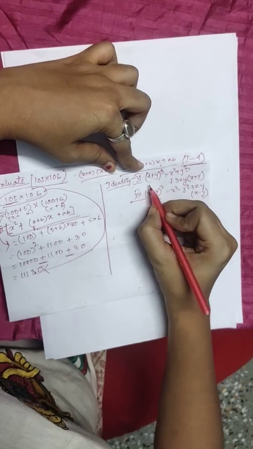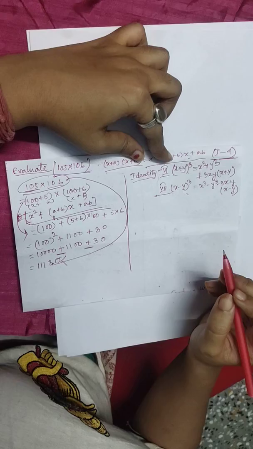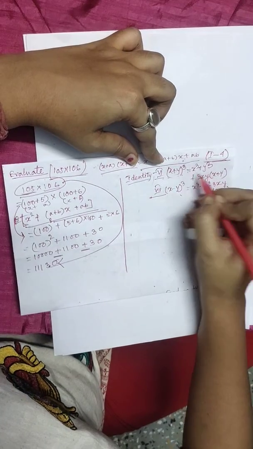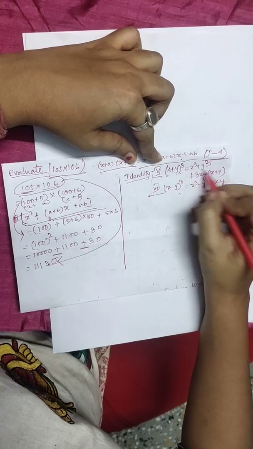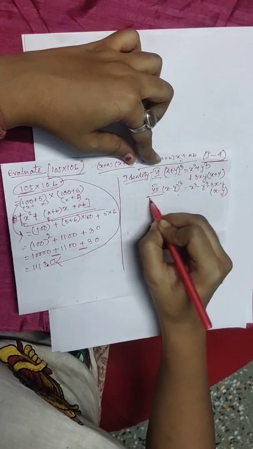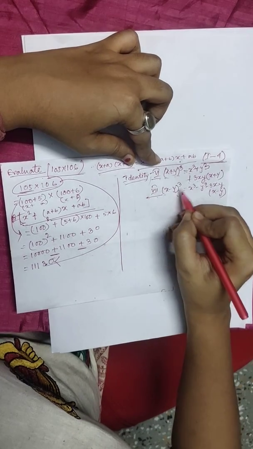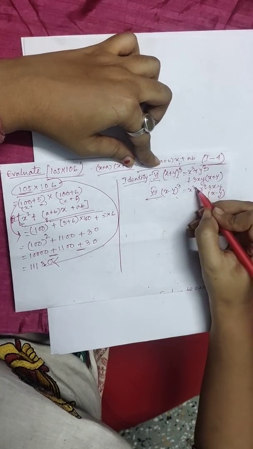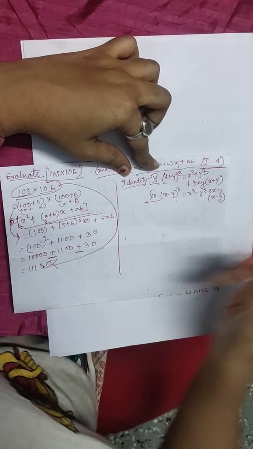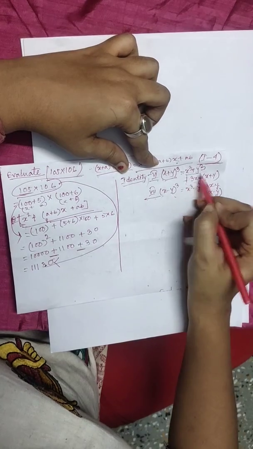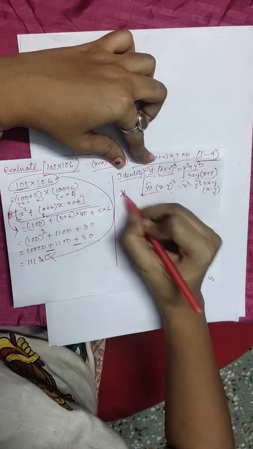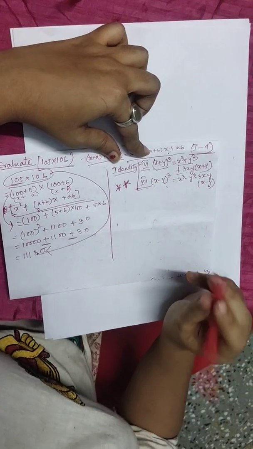Now identity 6 is: (x plus y) whole cube is equal to x cube plus y cube plus 3xy into (x plus y). And for identity 7, (x minus y) whole cube will be equal to x cube minus y cube minus 3xy into (x minus y). Students, always be careful for these signs and memorize this formula very quickly. It's very important for this chapter, right?